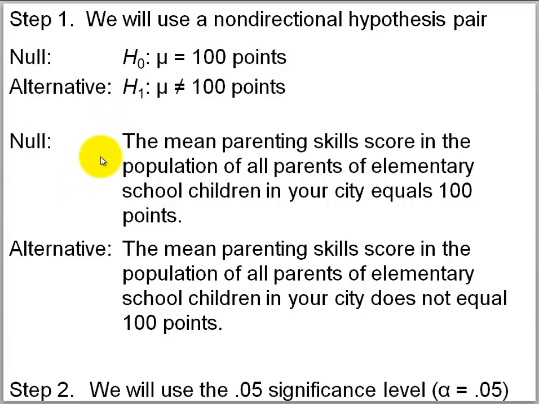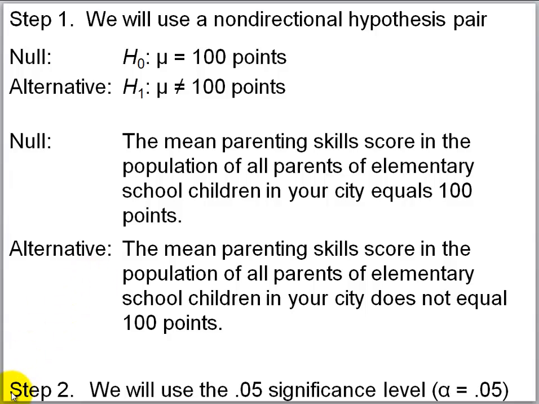Let's go ahead and state the hypothesis pair in words. I guess it's what I just said. So the null: the mean parenting skills score in the population of all parents of elementary school children in your city equals 100 points, and the alternative states that this is not the case.